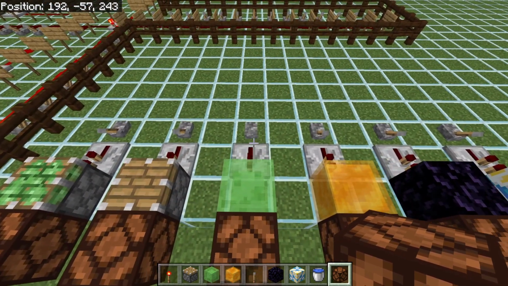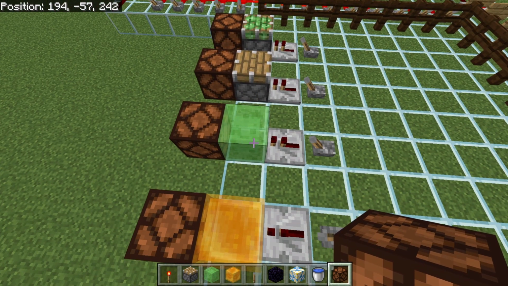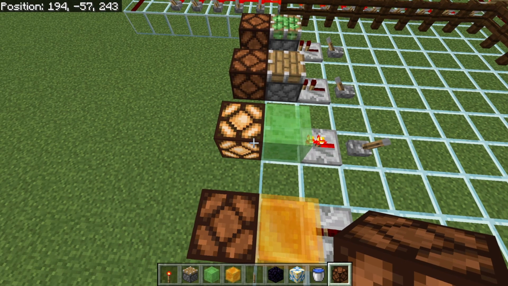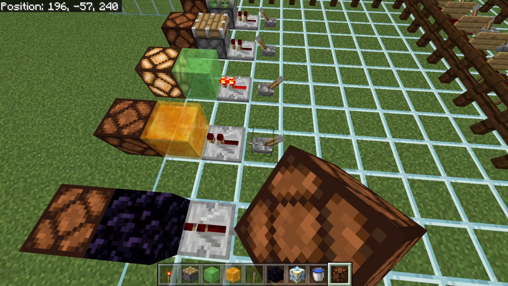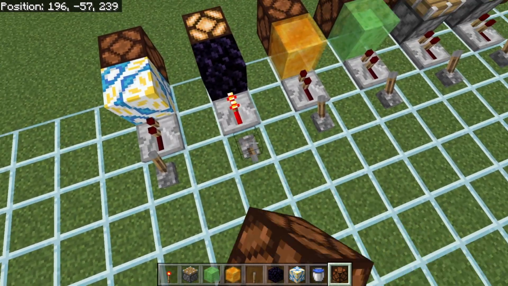So we can move on to the slime block here, and the slime block, although it does look like it's transparent, will actually pass redstone signal through it and allow it to power whatever is on the other side. And the same characteristic also applies for the honey block as well. Both of these are solid blocks, so they are both going to be able to pass the redstone signal through them.